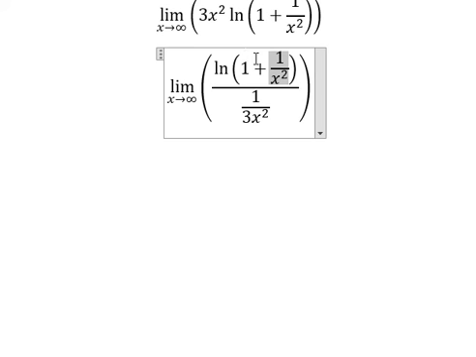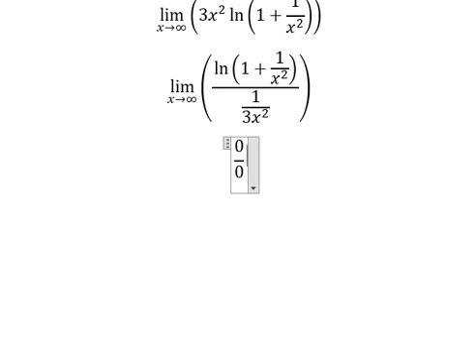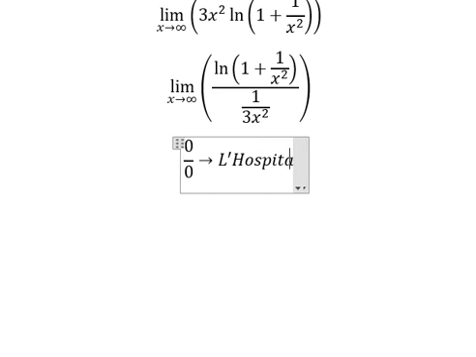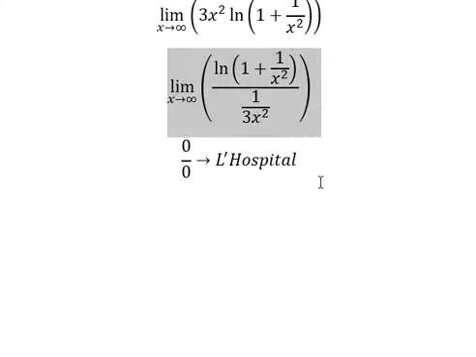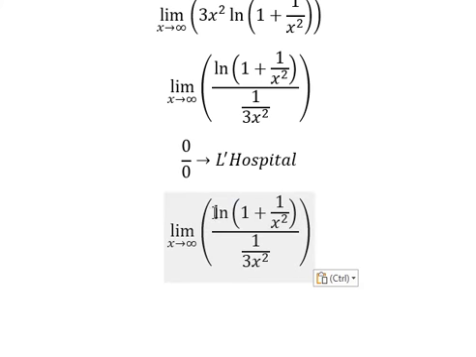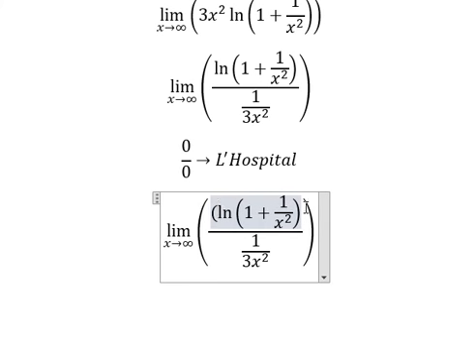ln of 1, we have 0. This one, we have 0. That means we have 0 over 0. So we can use L'Hôpital's rule. Next, we need to take the first derivative of the numerator and denominator.